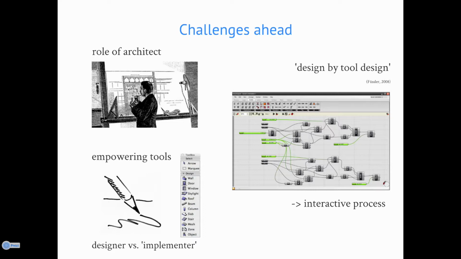And I think that leads to the last point that I would like to mention, which is that the design process will get much more interactive using these digital tools. This is, on the one side, the interaction between the human and the computer, but also what is happening within the software itself. It will become much more interactive.